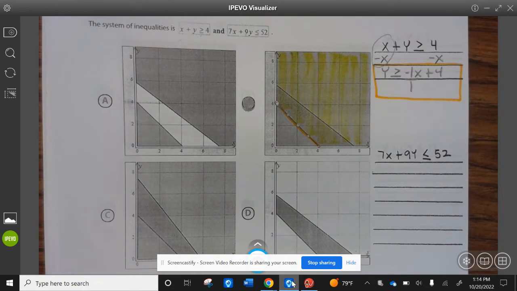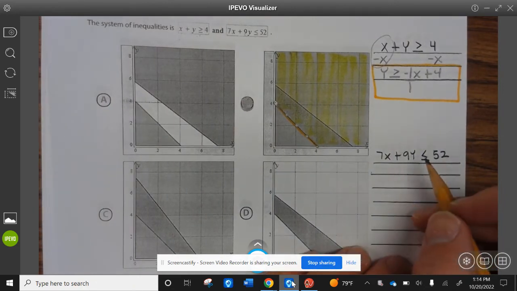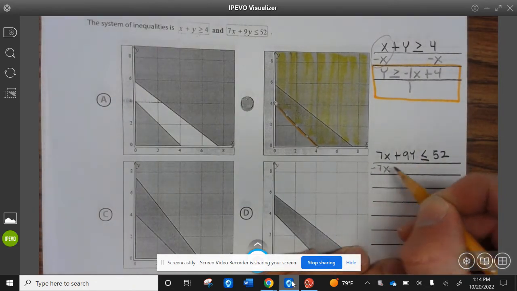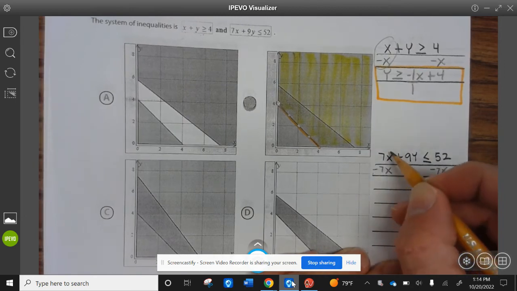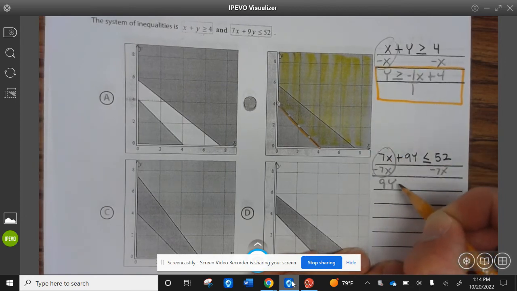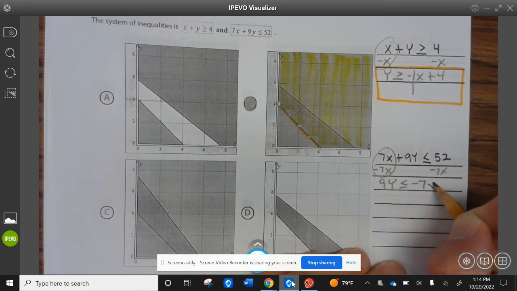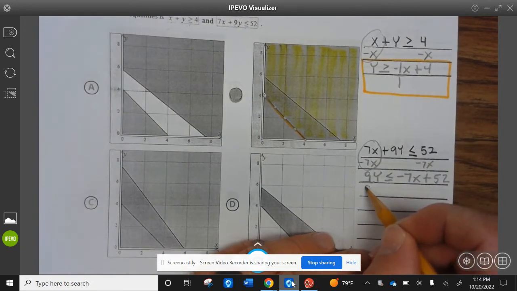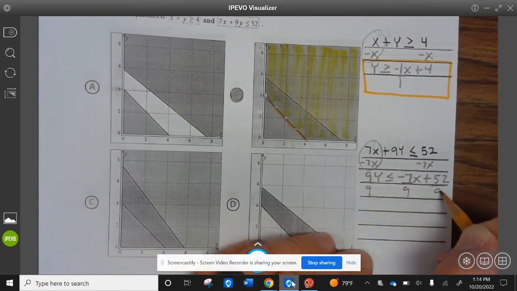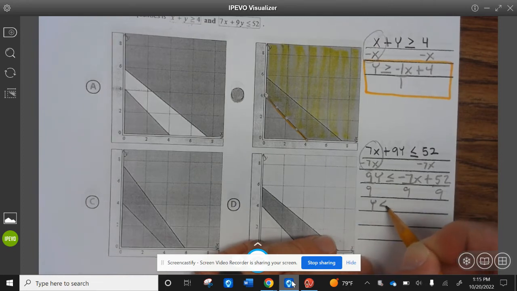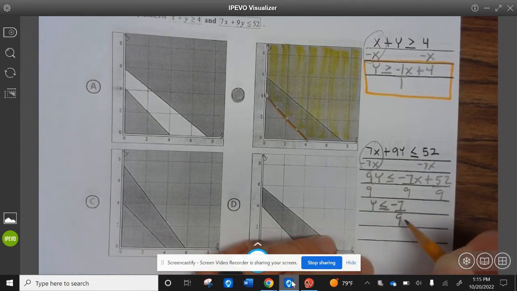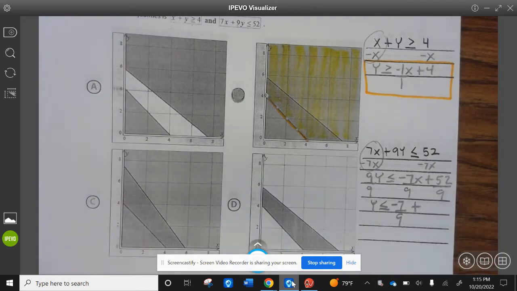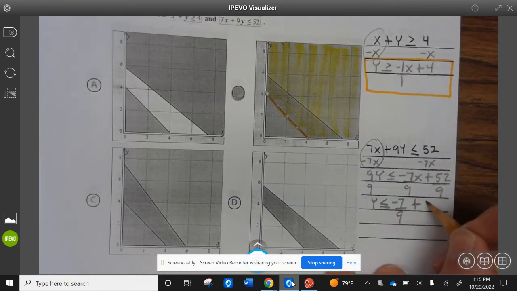Now we need to solve the second inequality for y. So we're going to subtract 7x from both sides. So that becomes 0. You get 9y less than or equal to negative 7x plus 52. We're going to divide everything by 9. So then that's y less than or equal to negative 7 divided by 9 x plus 5.8.